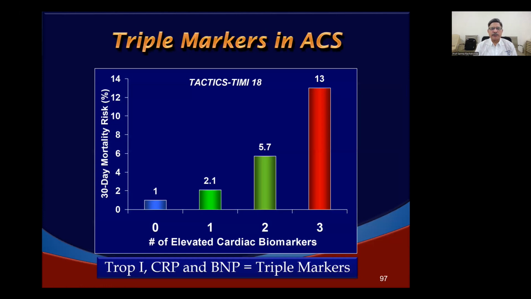Now, triple markers. What are the triple markers? Troponin, CRP, BNP. No marker positive, risk 1. One marker, 2 markers, 3 markers. You see, if all 3 are positive, the risk is 13 times. The 30-day mortality risk is 13 times. That means you must do the triple markers. Troponin I, CRP, BNP are the 3 triple markers.